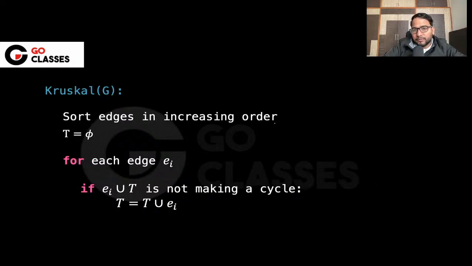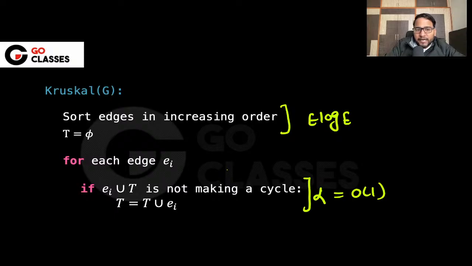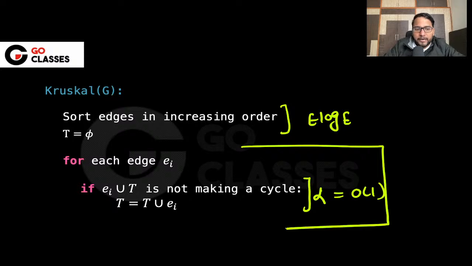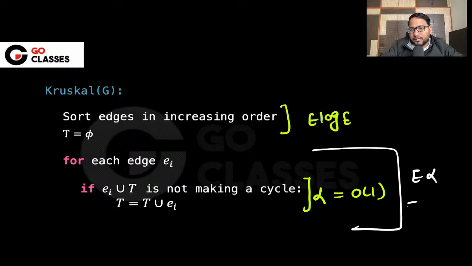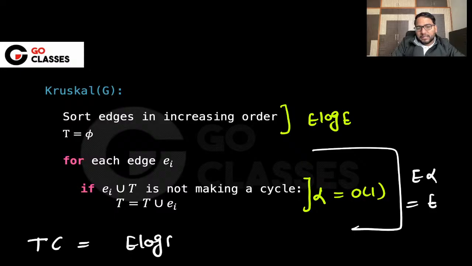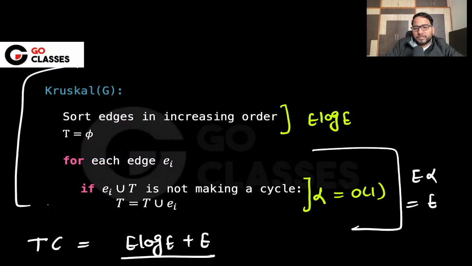Now what is the total time complexity here? See, sorting will take E log E, and suppose checking the cycle takes alpha, which I am saying is just order of 1, then this whole thing will take E alpha, which is just E. So what is the total time complexity of Kruskal's? It is E log E plus E. Is this understood? Let me know. So basically, that's how you can find out the time complexity of Kruskal's.